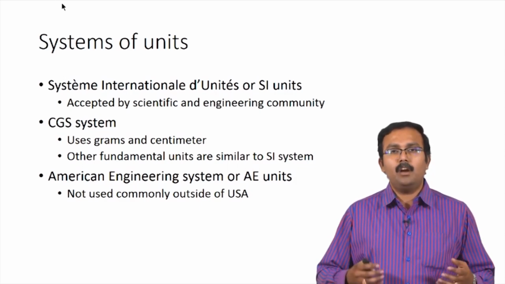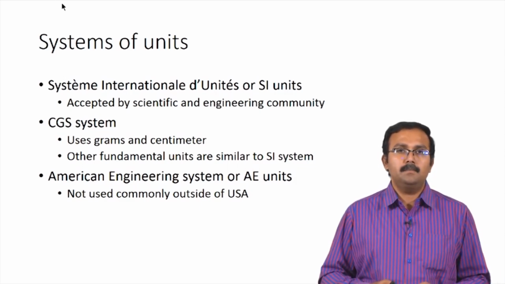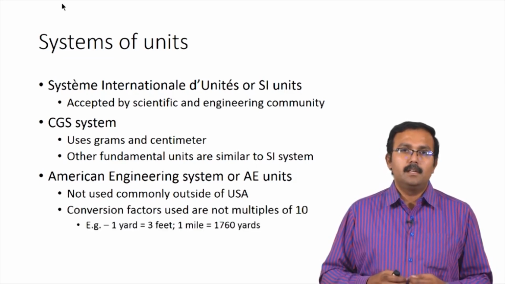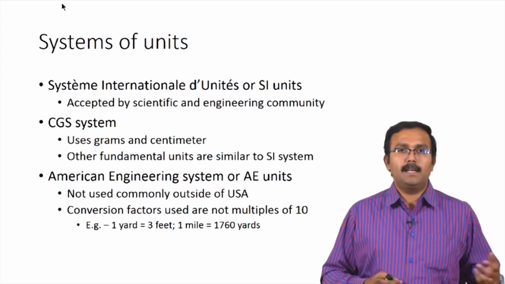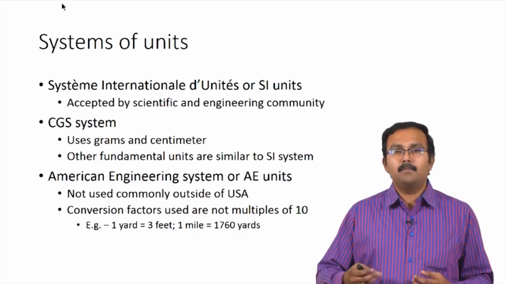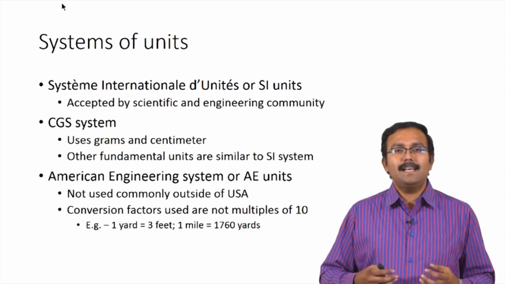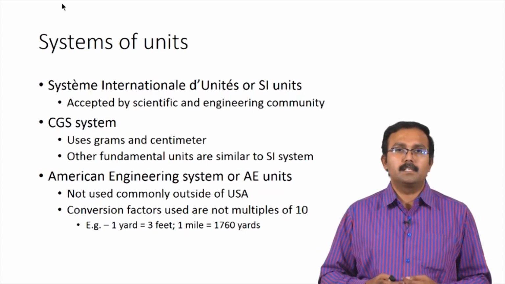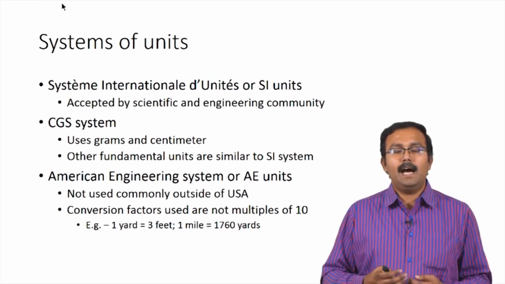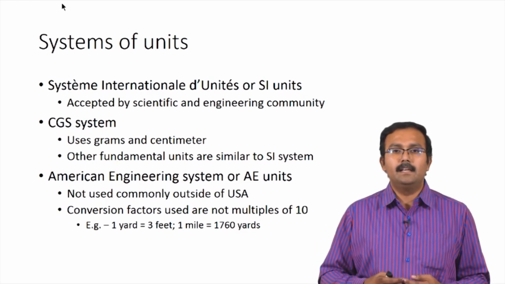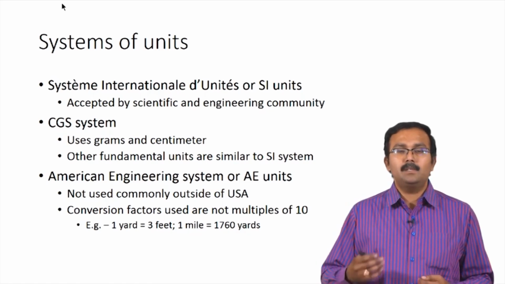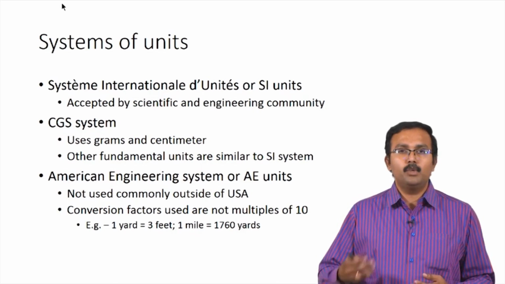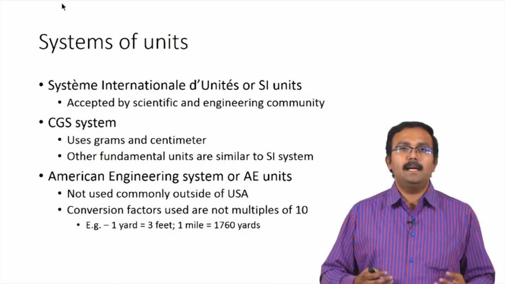American engineering units is another popular system which is commonly used in the US. Outside of the US, it is not very common to use the American engineering system because there are some inherent problems with this. The conversion factors used in the American engineering system are not multiples of 10. This makes it very tedious to remember the conversion factors and perform the conversions. For example, 1 yard is 3 feet and 1 mile is 1760 yards. It would be very difficult for most people to remember these numbers and apply them correctly.